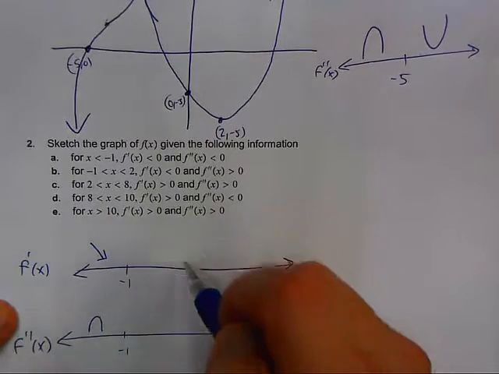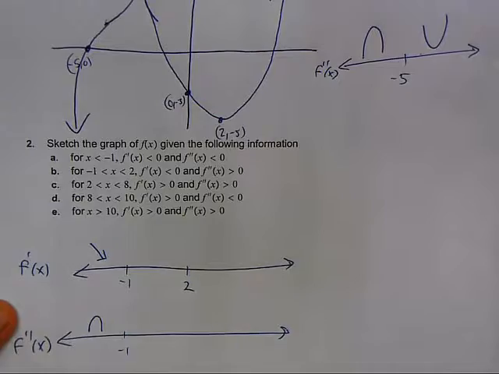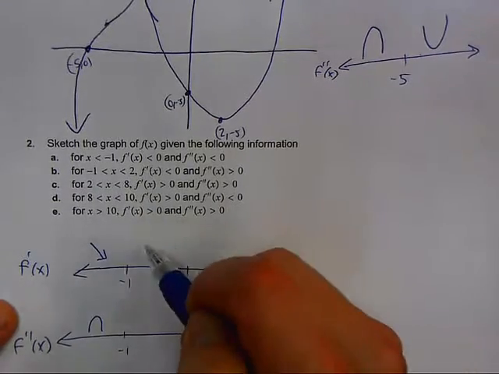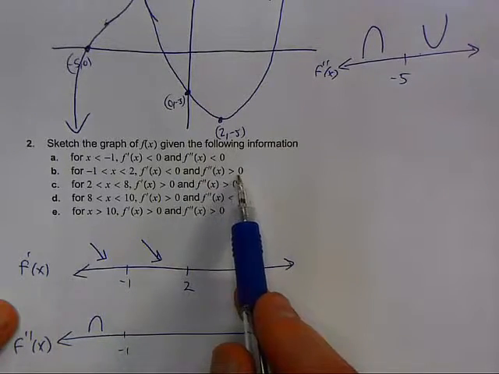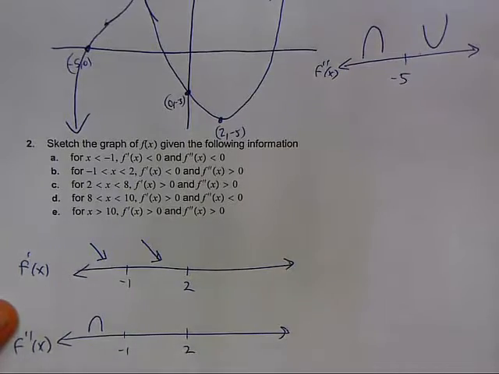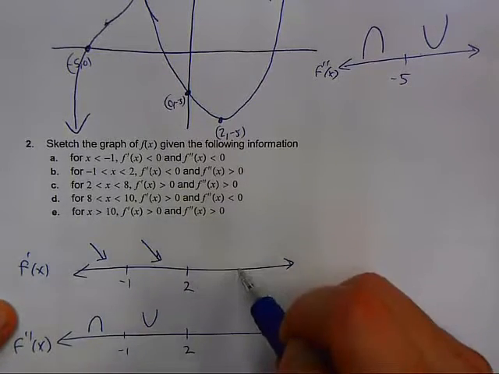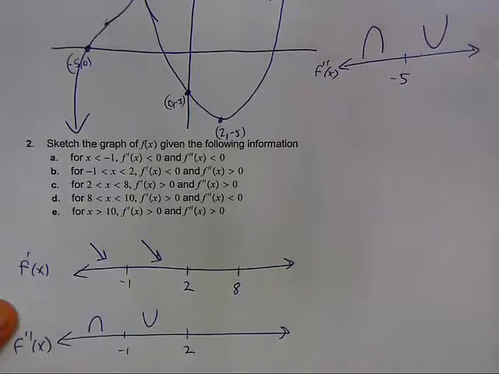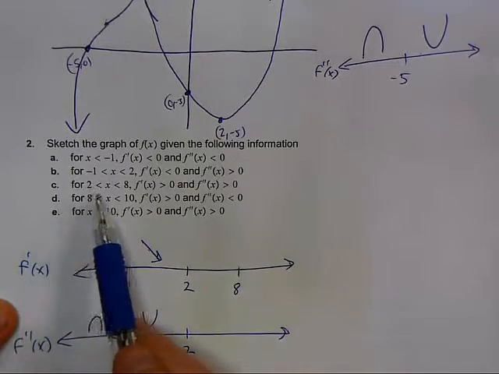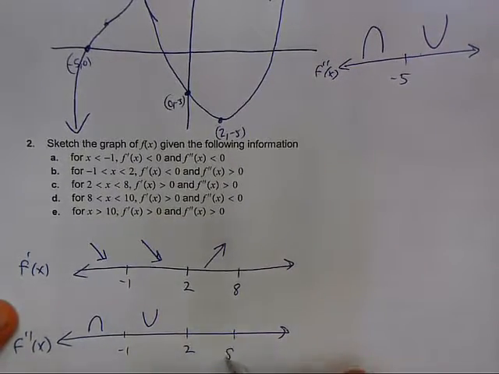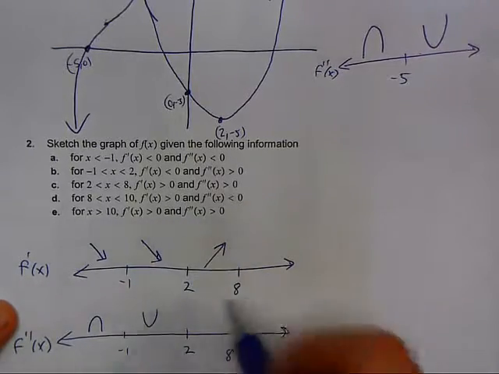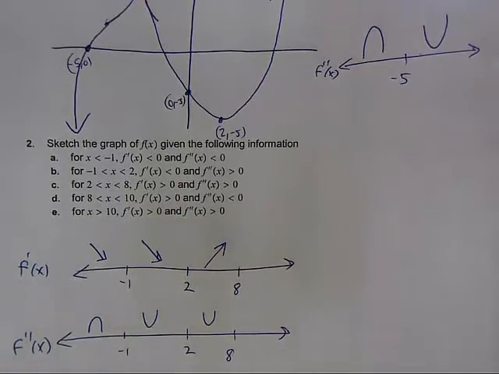Then it says, between -1 and 2, the derivative continues to be decreasing, but the second derivative changes. It becomes positive, which means the function becomes concave up. So we have that. All right. Between 2 and 8, the first derivative is positive, which means we have increasing. And the second derivative between 2 and 8 is still positive, which means it's still concave up. So that tells me something.